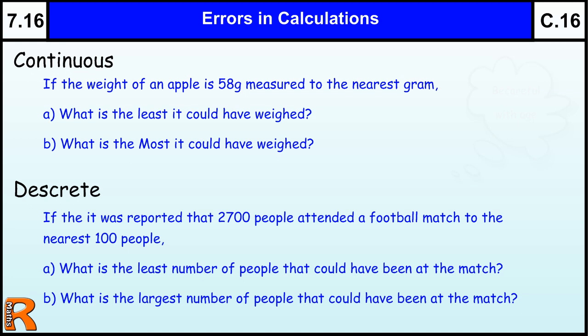Errors in calculations, level 7, grade C. Okay, so we're going to look at two types of data for this. We're going to look at continuous data and discrete data. The reason we're going to do continuous first is because that's the more common type.